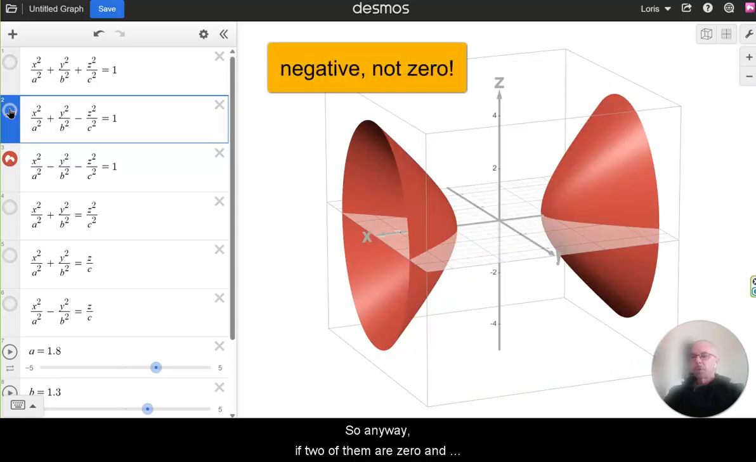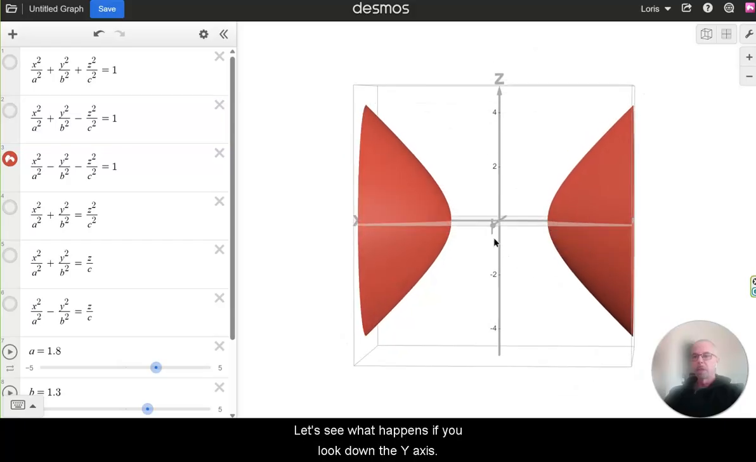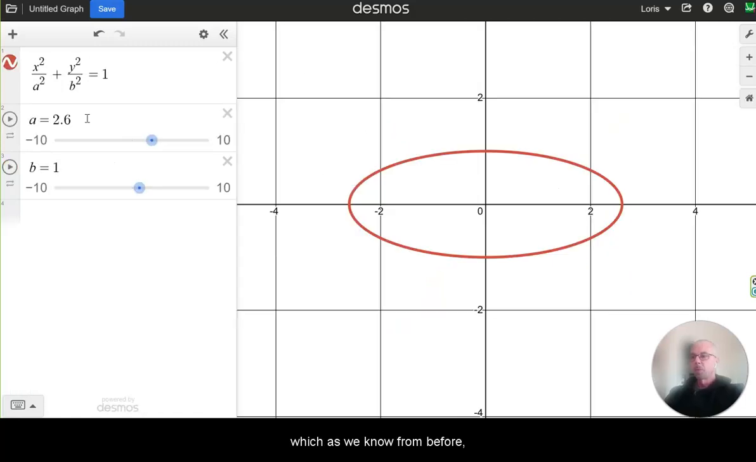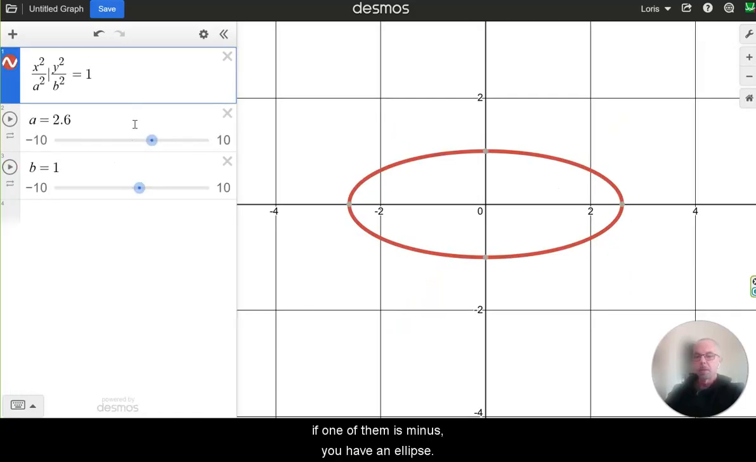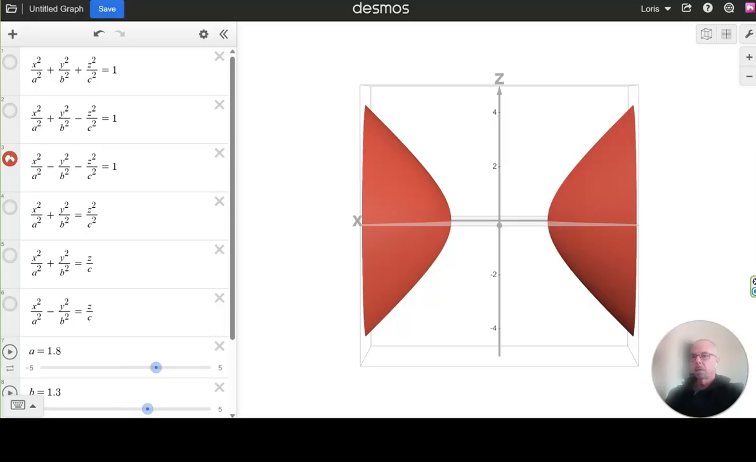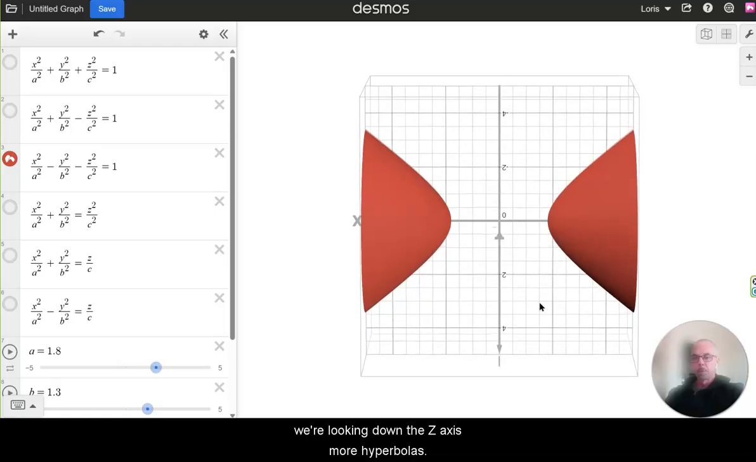So anyway, if two of them are negative and you have one on one side, then you get a hyperboloid of two sheets. Let's see what happens if you look down the y-axis. Y is 0 in this case, so it'd be x squared minus z squared equals 1, which, as we know from before, if one of them is minus, you have a hyperbola, okay? If now we let z be 0, we're looking down the z-axis, more hyperbolas.